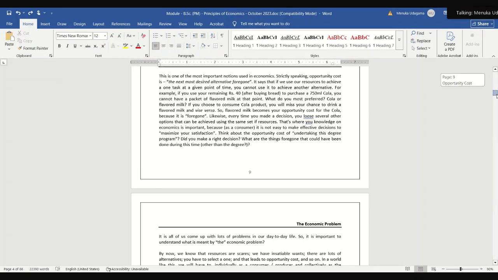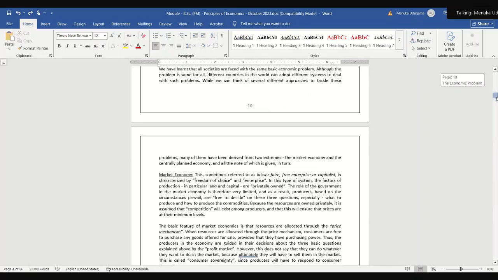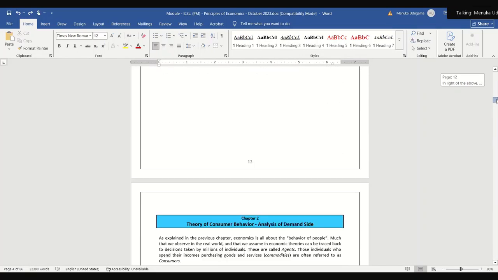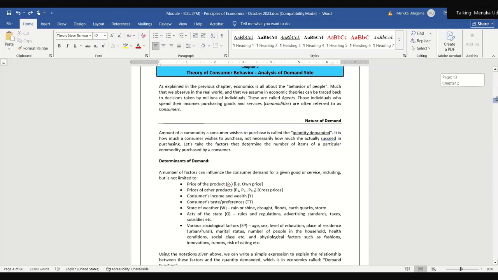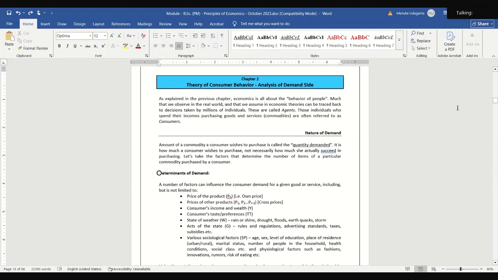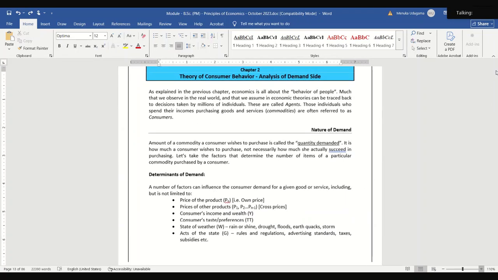Right? Talk about opportunity cost, economic systems. And then we're going to look at chapter 2. Demand and supply.